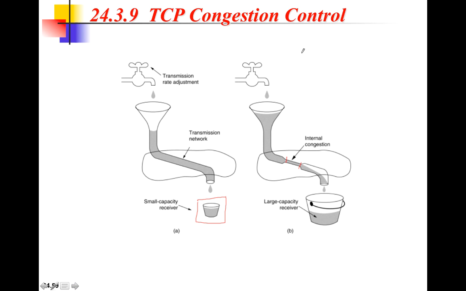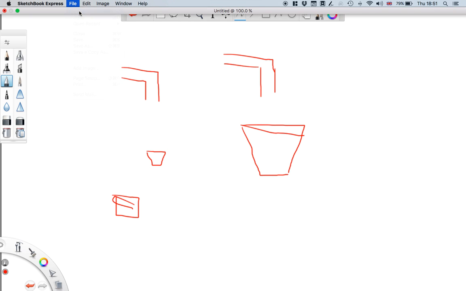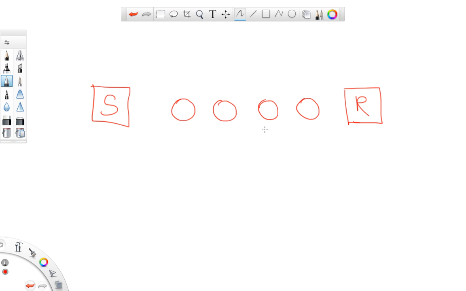Something similar happens on the internet as well. On the internet, we can have two powerful senders and receivers. They could both have large sending and receiving windows. The speed would be fine on both sides of the network. But in the middle, we have routers.